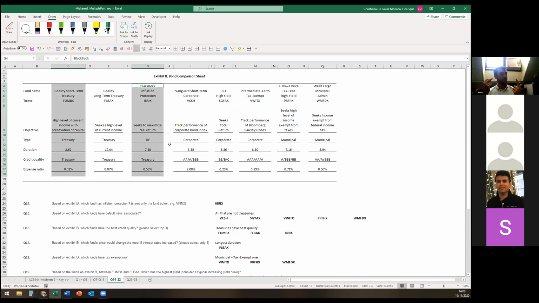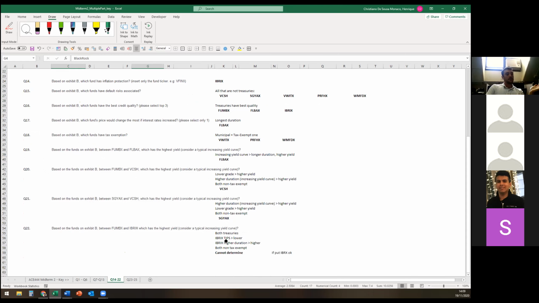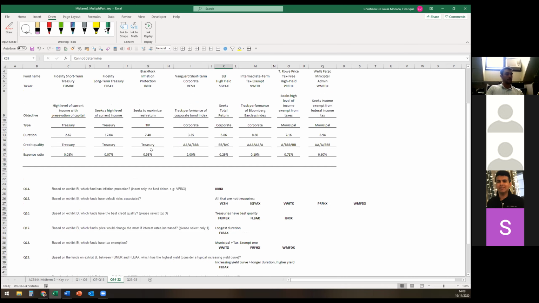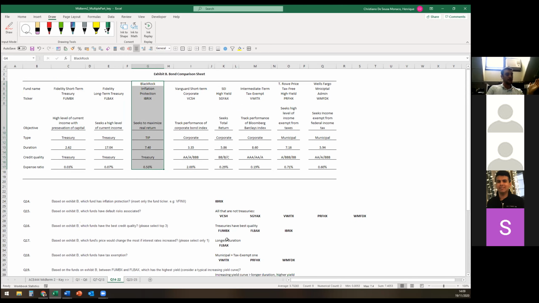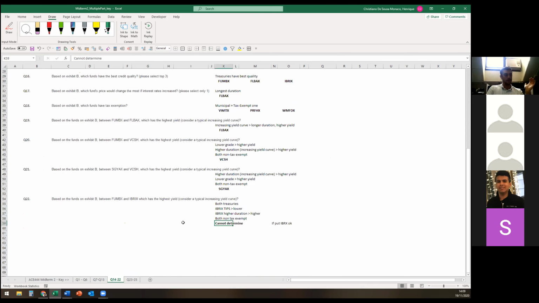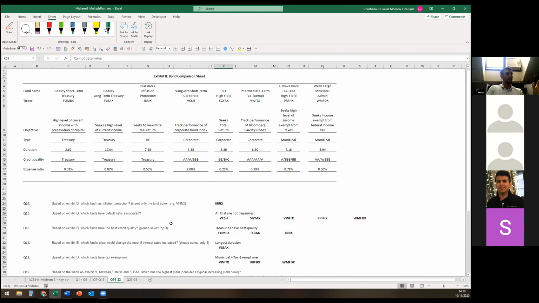However, it also offers inflation protection. And remember, if you have inflation protection, you should expect lower yields for that. So in that case, you cannot determine. Although if you put this one, that's okay as well. Probably the higher duration would outweigh the inflation protection differential in the yields. So if you choose this one or said cannot determine, both will be okay here, okay? So that is the bond fund comparison sheet. Are you guys okay here? Any comments or questions?